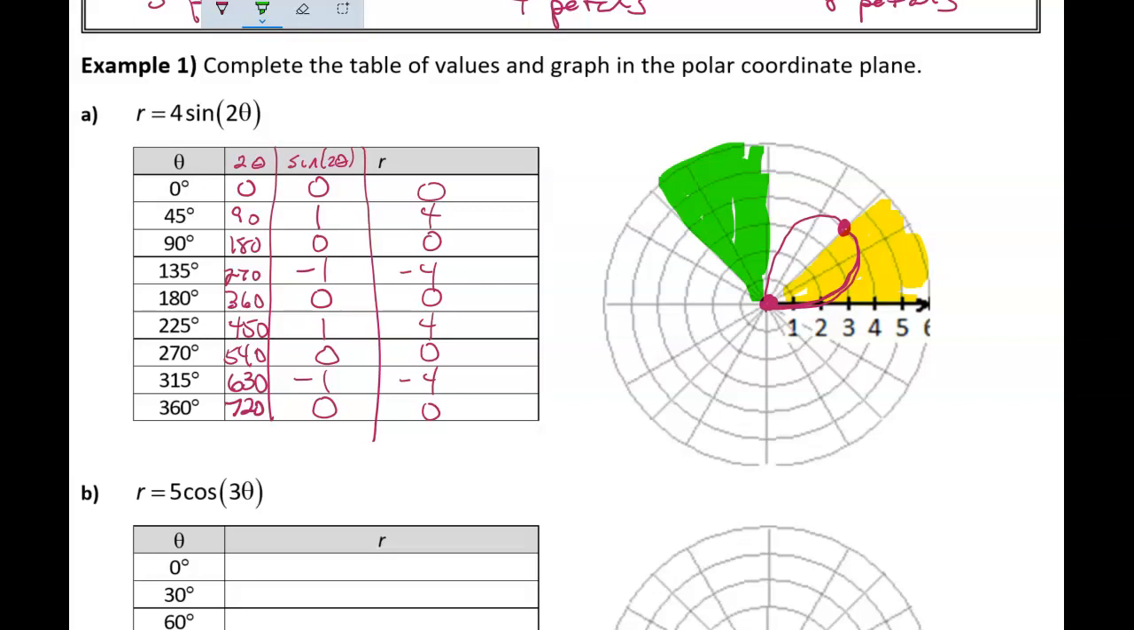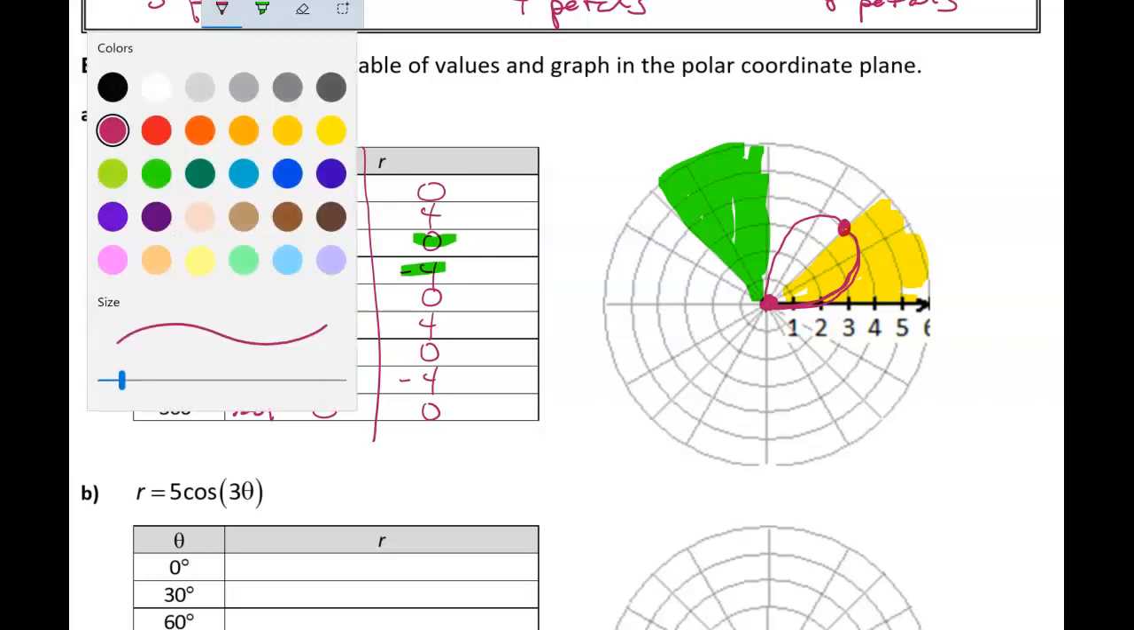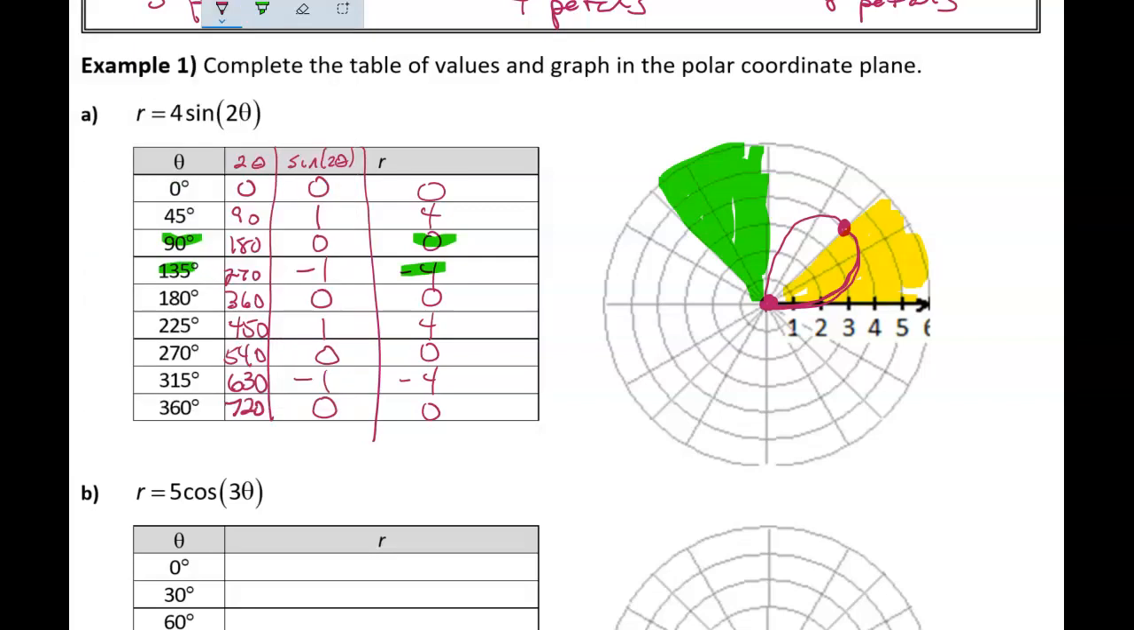Between those values, the radii are negative. That means it's appearing in the opposite quadrant. So between 90 and 135, the radius goes from 0 to -4. So it's going to appear in quadrant 4. And then between 135 and 180, the radius goes back down to 0.